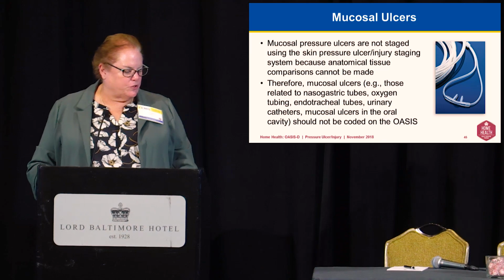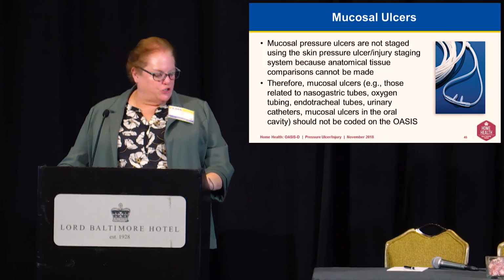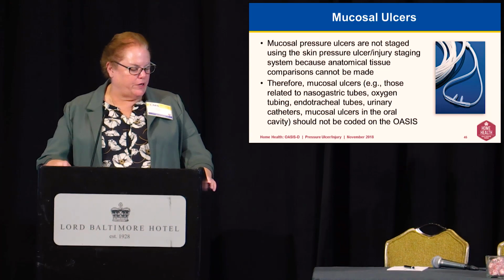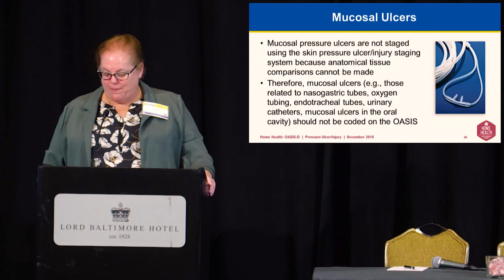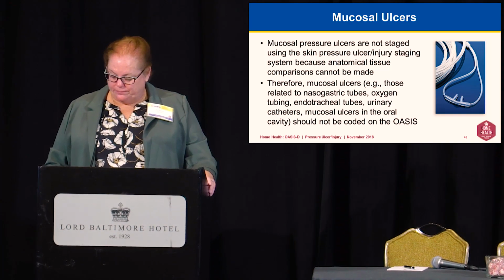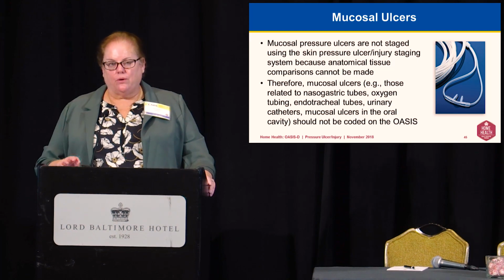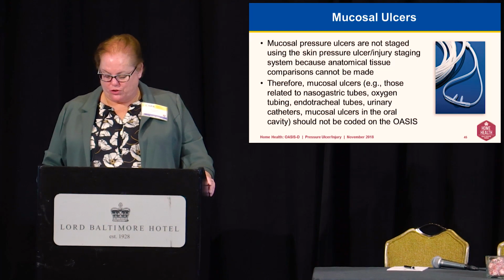Therefore, mucosal ulcers, those related to NG tubes or nasogastric tubes, oxygen tubing, endotracheal tubes, urinary catheter, mucosal ulcers in the oral cavity should not be coded on the OASIS, as far as related to pressure ulcers.